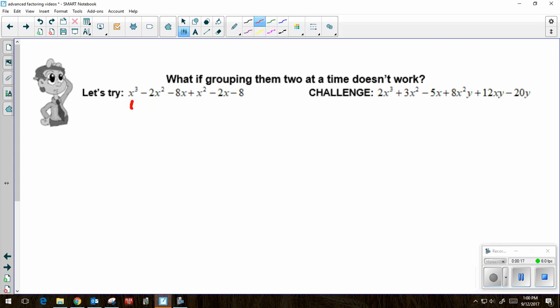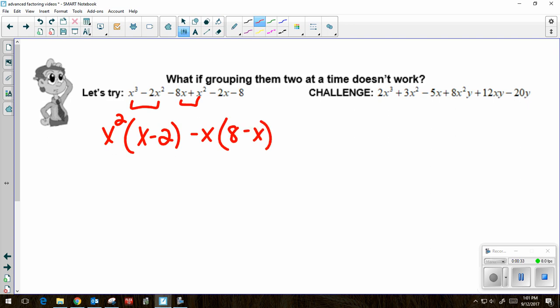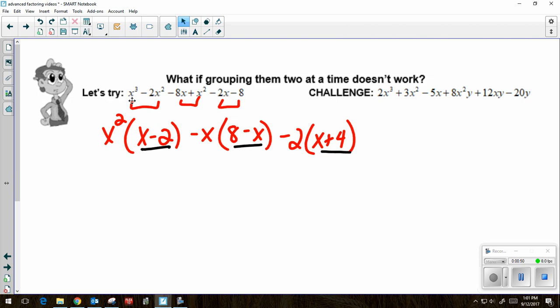So for example, if I look at these first two, x cubed minus 2x squared, they have a GCF of x squared, and then I get x minus 2 left over. My next two, they have a GCF of negative x, and I'm left with 8 minus x. And my last two have a GCF of negative 2, and I'm left with x plus 4. Now, the reason grouping works is because then your parentheses all match. So if I take a look at my 3 parentheses, they don't match. So that means I can't use this method.